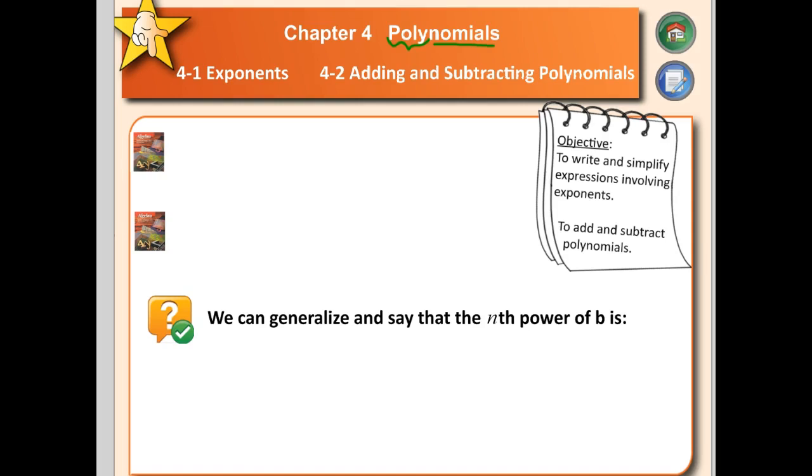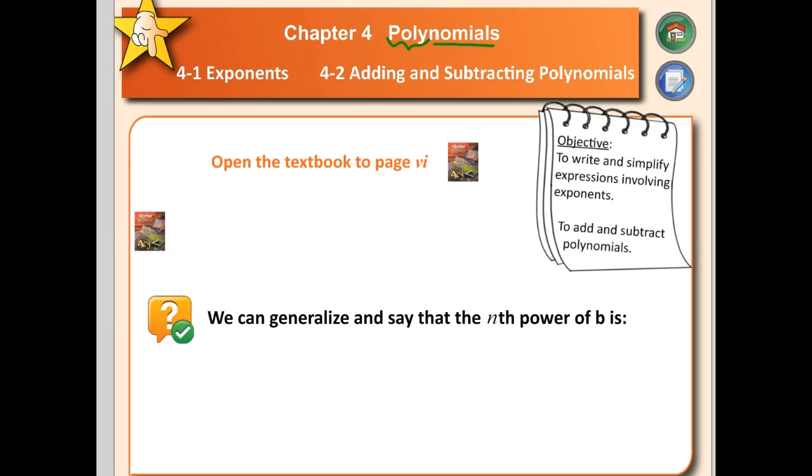We're going to look at section 4.1, which has to do with exponents. We did a little bit with that last year, and then we're going to look at how to add and subtract polynomials. Now, the first thing I really want you to look at is the table of contents.